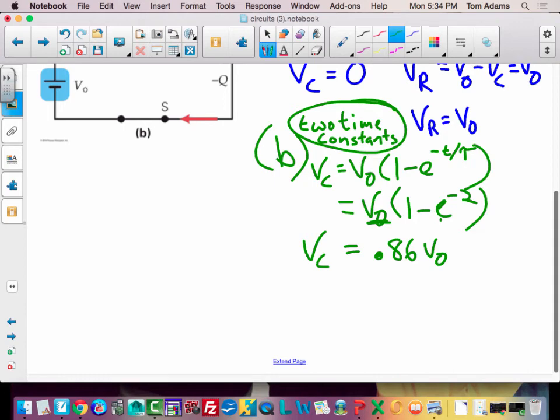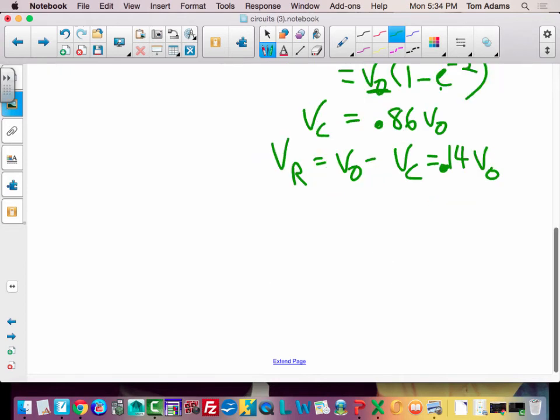Okay. So then the total voltage would be V naught minus VC, which is equal to 0.14 V naught, right? Which is the complement of the voltage across the capacitor.